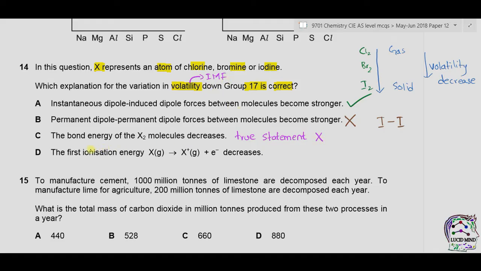Part D. The first ionization energy decreases. Now the first ionization energy will decrease down the group as the electron is moving farther from the nucleus. So this is also a true statement. But again, it does not have anything to do with the volatility, as volatility depends only on the intermolecular forces of attraction. So D is also incorrect. Correct answer is therefore A.